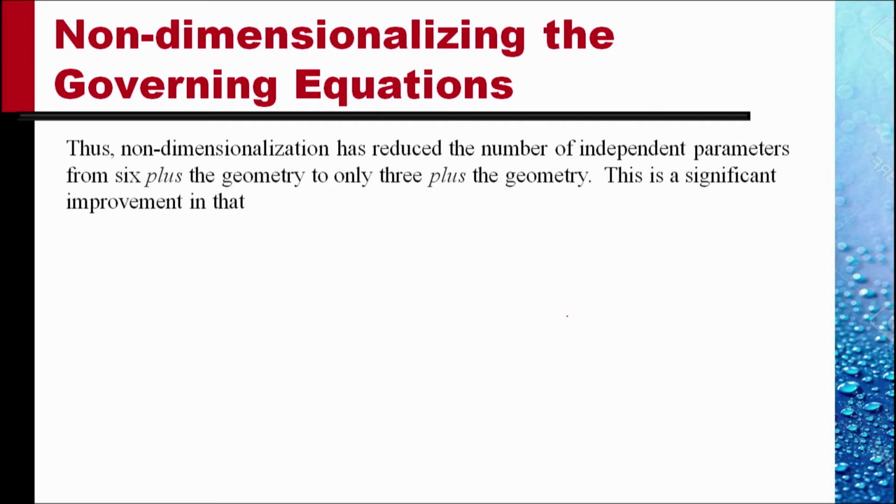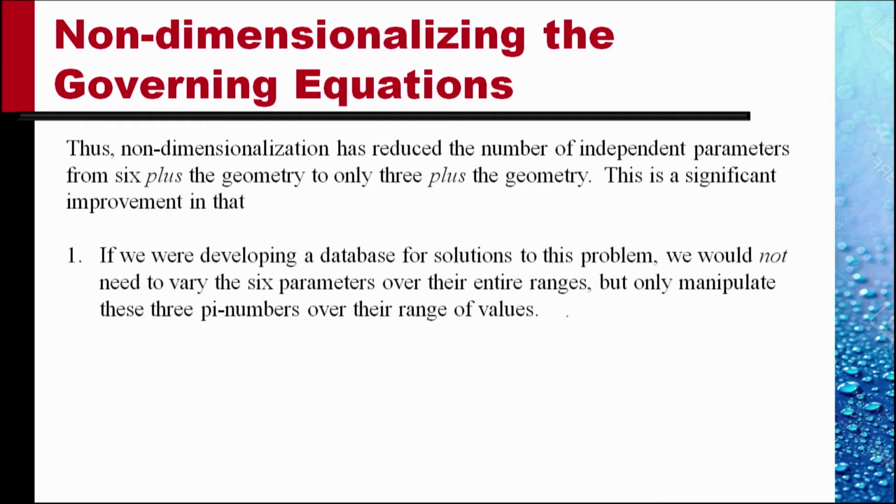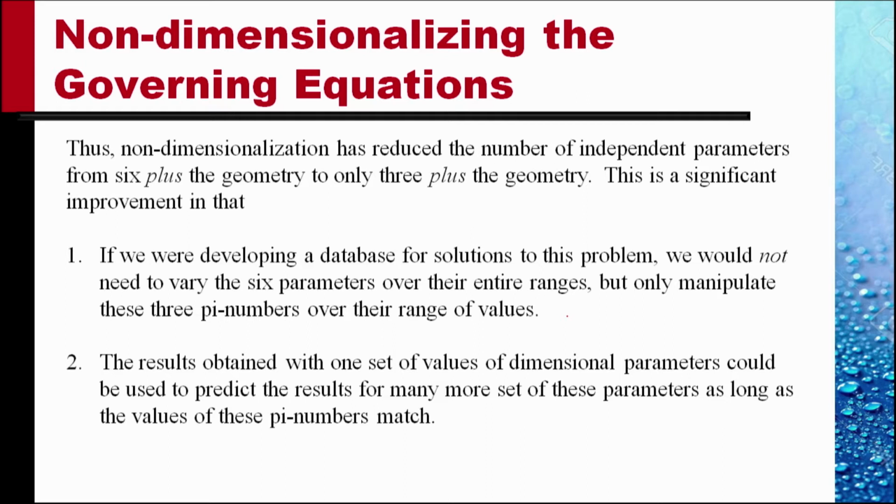This is a significant improvement in that if we were developing a database for solutions to this problem, we would not need to vary the 6 parameters over their entire ranges, but only manipulate these 3 pi numbers over their range of values. The result obtained with one set of values of dimensional parameters could be used to predict the result for many more sets of these parameters as long as the values of these pi numbers are equal.